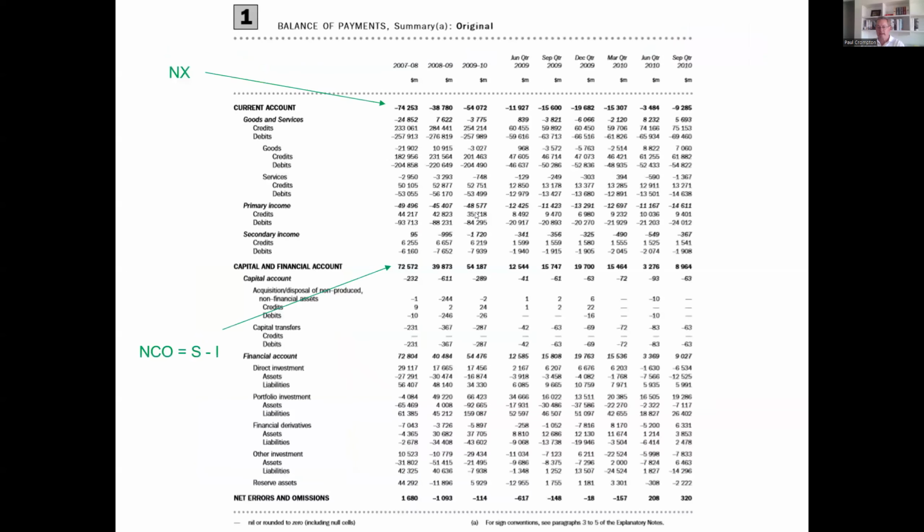If we go back to this data, for example, and have a look at 2008, 2009, we can see that in that year, Australia had a current account deficit of $39.78 billion, but it actually had a trade surplus, the trade surplus being the balance on goods and services, of a surplus of $7.622 billion. So it's possible to have a positive level of net exports, but a current account deficit overall if your primary income deficit is large enough.